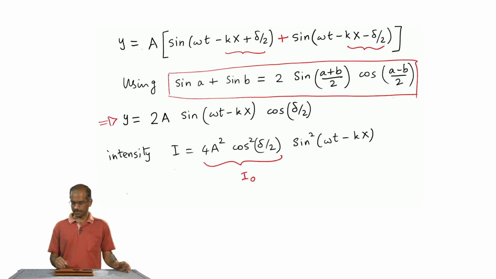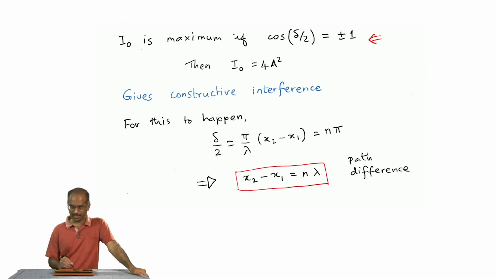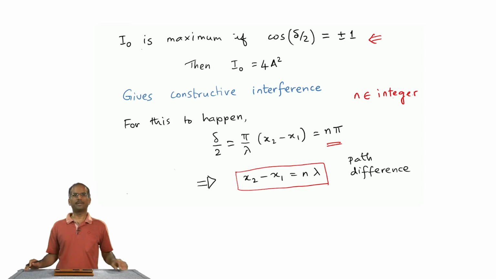You notice that the other term is sin square term, which also will lie between plus and minus 1. So, you can't get intensity larger than I0, which is equal to 4a square, and that will happen if delta by 2 is equal to n pi, where n is an integer. So, this tells me that x2 minus x1 should be simply an integral multiple of wavelength lambda, or in other words, the path difference should be equal to integral multiple of wavelength lambda, and this gives constructive interference.